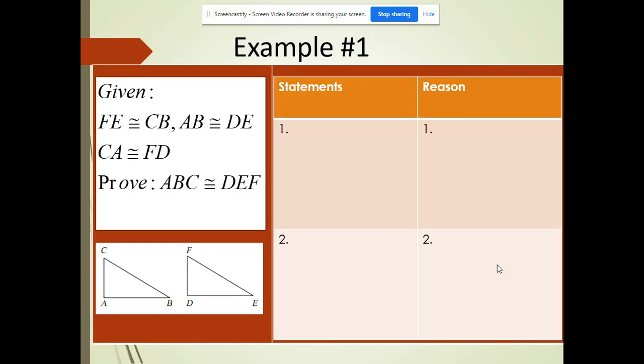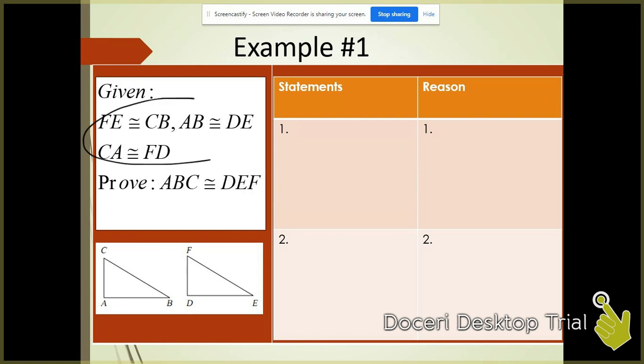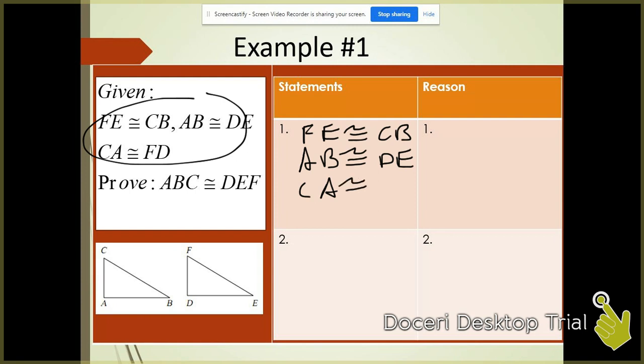Alright, so to begin with, we have our given information like we did before. We're going to go ahead and write down all of our given information as our first statement. So we have FE is congruent to CB. We have AB is congruent to DE, and then we have CA is congruent to FD. Again, our first reason is always because it was given information.